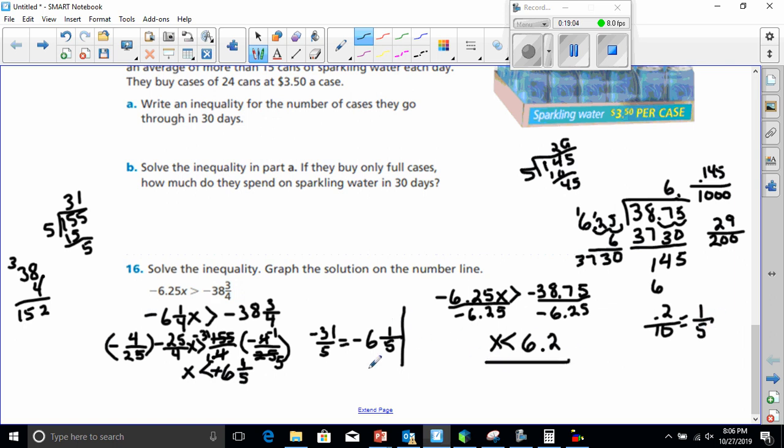So these are equal answers, except for this is a positive. I keep wanting to give you the right answer and leaving it the wrong one. But there you go. It should be a positive 6 and 1/5, and remember, this is x is less than 6 and 1/5, or x is less than 6.2. They both mean the same thing.